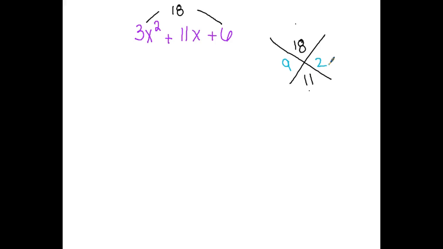So what we're going to do now, and this is a little bit different than before also, is these two terms here are going to replace the middle term there. So it becomes a little bit more challenging when we have a number out in front. So now we have 3x squared and our plus 6, but we're replacing the 11 with a 9x and a 2x. So you can see that if I actually added 9 and 2, I'd get 11.